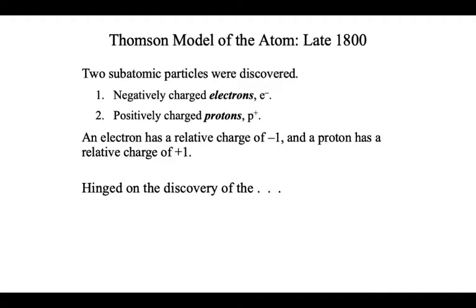The next real big discovery we get is Thompson, who comes in with a model of the atom in late 1800s, so 1890s, 1903, something like that. And he really pushes two big discoveries: negatively charged electrons and positively charged protons. He found things smaller than atoms. What we have now is the birth of subatomic particles.